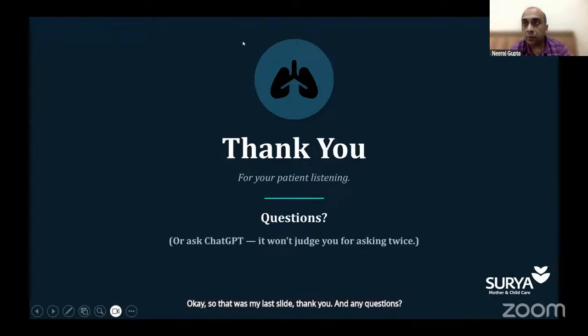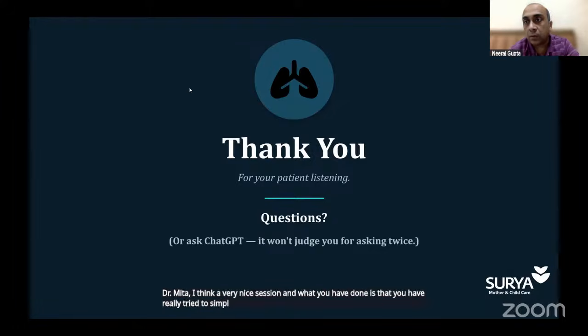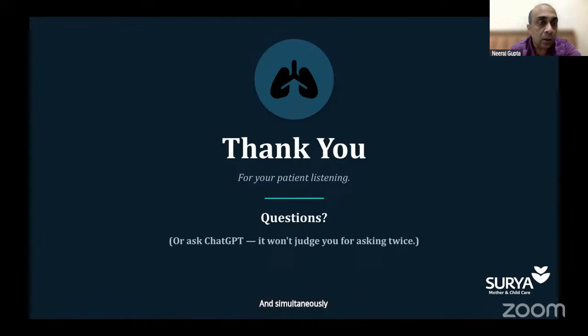Dr. Amita, I think a very nice session. And what you have done is that you have really tried to simplify things as much as possible, because this session is mainly for the DNB students, on how the different presentations can happen, how the complications can present, which organisms are more common in different age groups, and simultaneously how to manage it. So I'm just waiting for some questions in the chat box from the students.